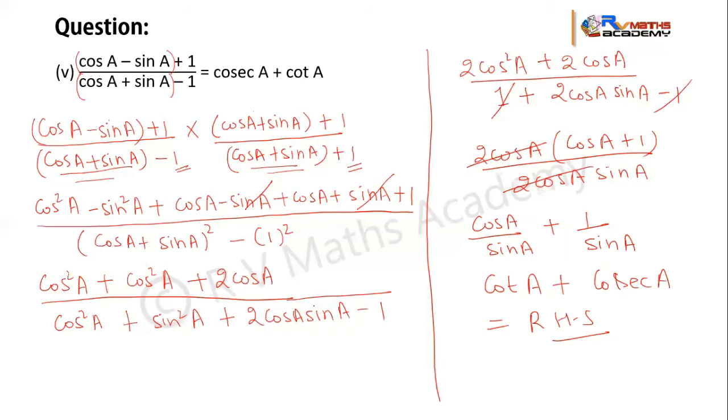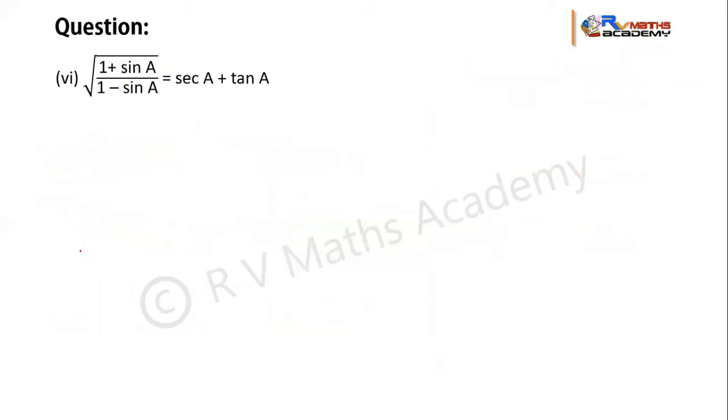Now come to the next question. Root of 1 plus sin A upon 1 minus sin A. Whenever you get such a question where a square root sign is there, most of the time we multiply both numerator and denominator by the conjugate. So we can write this one as 1 plus sin A upon 1 minus sin A.